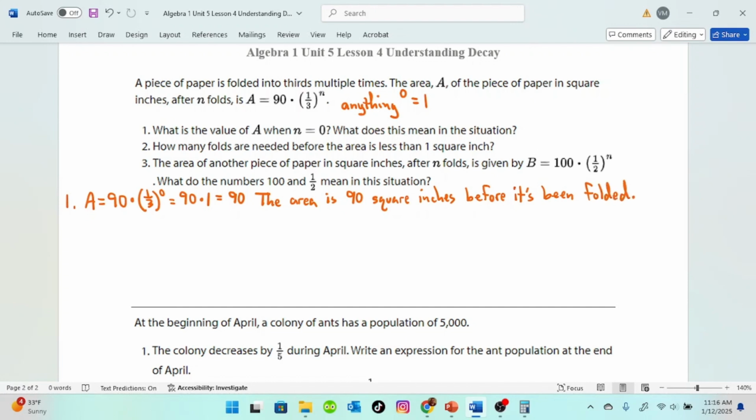Because if n equals 0, then that means there are no folds yet.